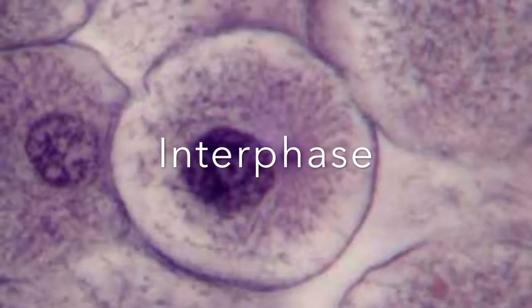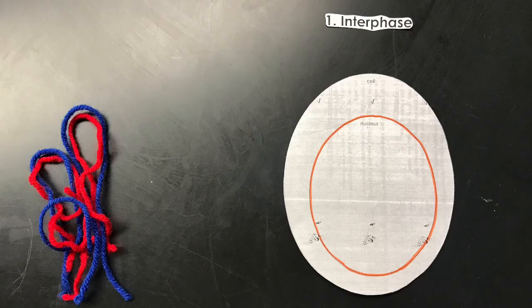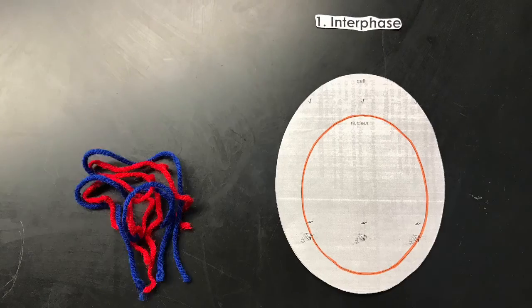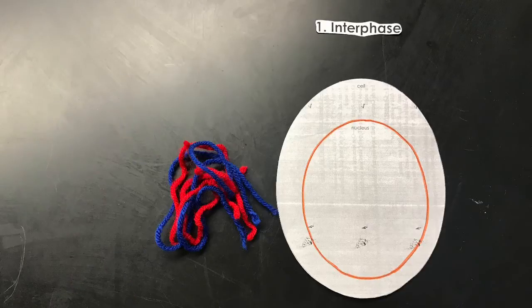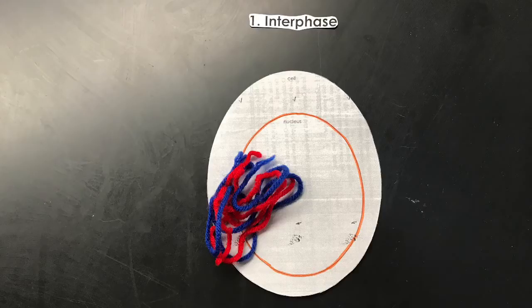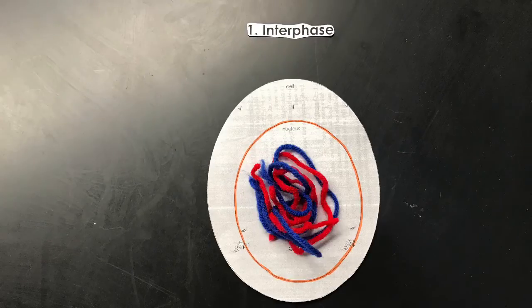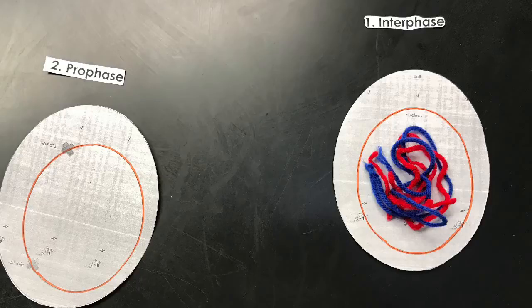In interphase, the cell spends most of its time replicating DNA and performing normal cell functions. Once the DNA in the cell has replicated, the cell is ready to divide. There are now two copies of all the genetic information in the nucleus of the cell, and the red and blue yarn represents the sections of DNA, and that messy part that you see is the chromatid.